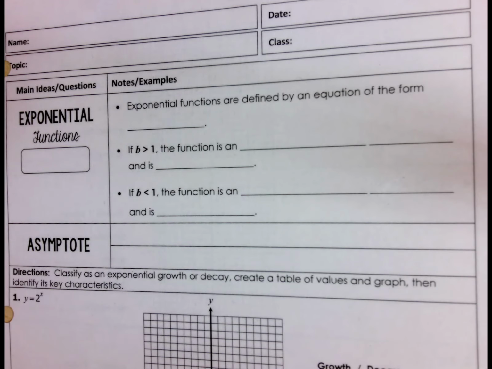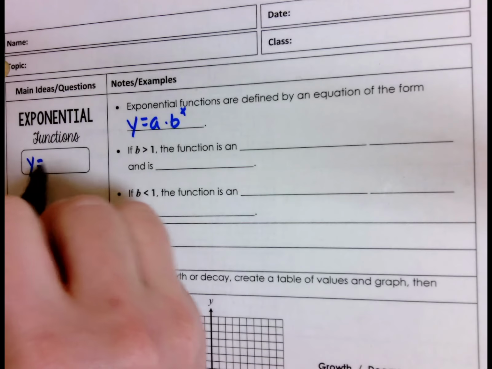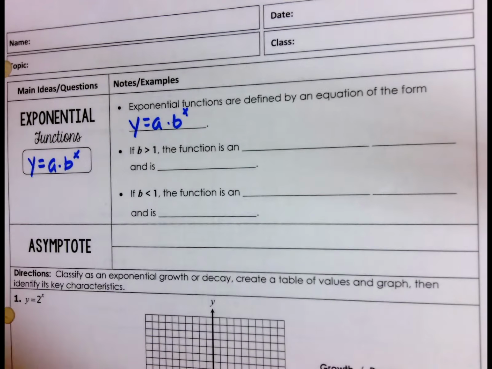Alright, we've been talking about geometric sequences, and we talked about how those are exponential functions. So we're going to broaden that out a little bit. Where we were talking specifically about those sequences, now we're going to talk about exponential functions as a whole. Exponential functions are defined by an equation, y equals a times b raised to the x power, where a is a factor or a scale for the equation, and b is also our ratio for this function.